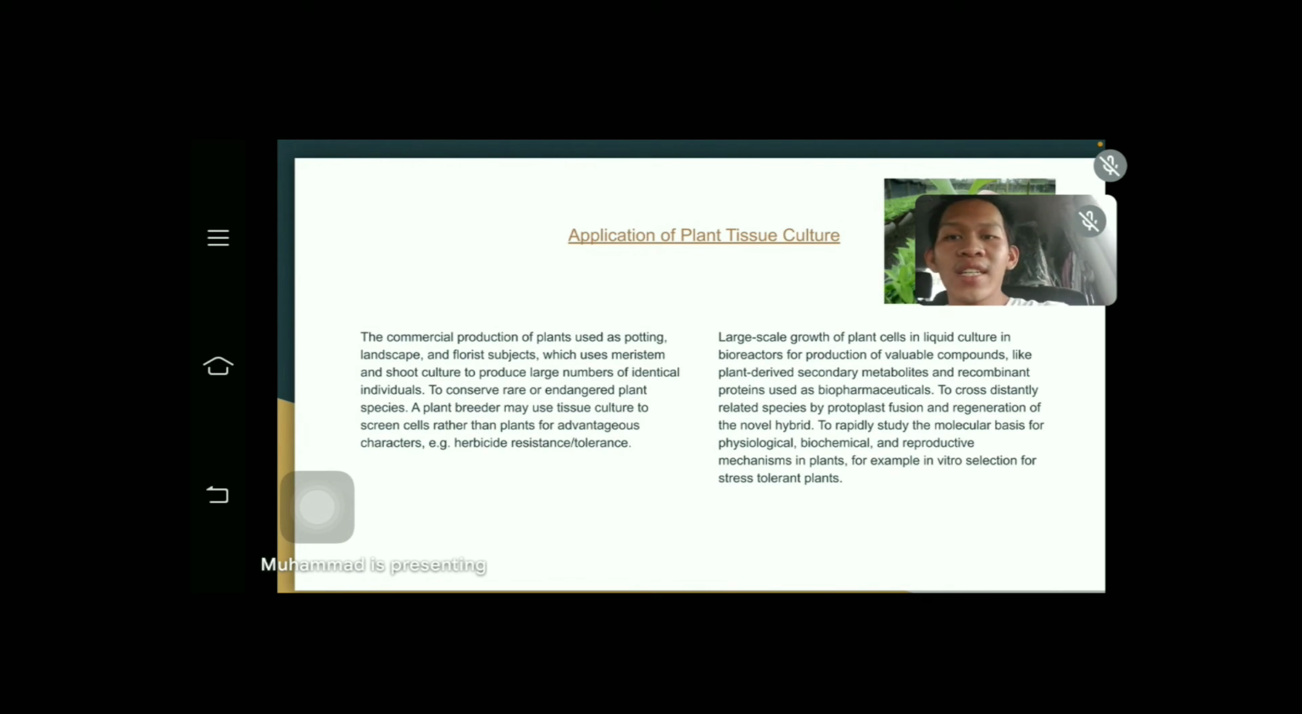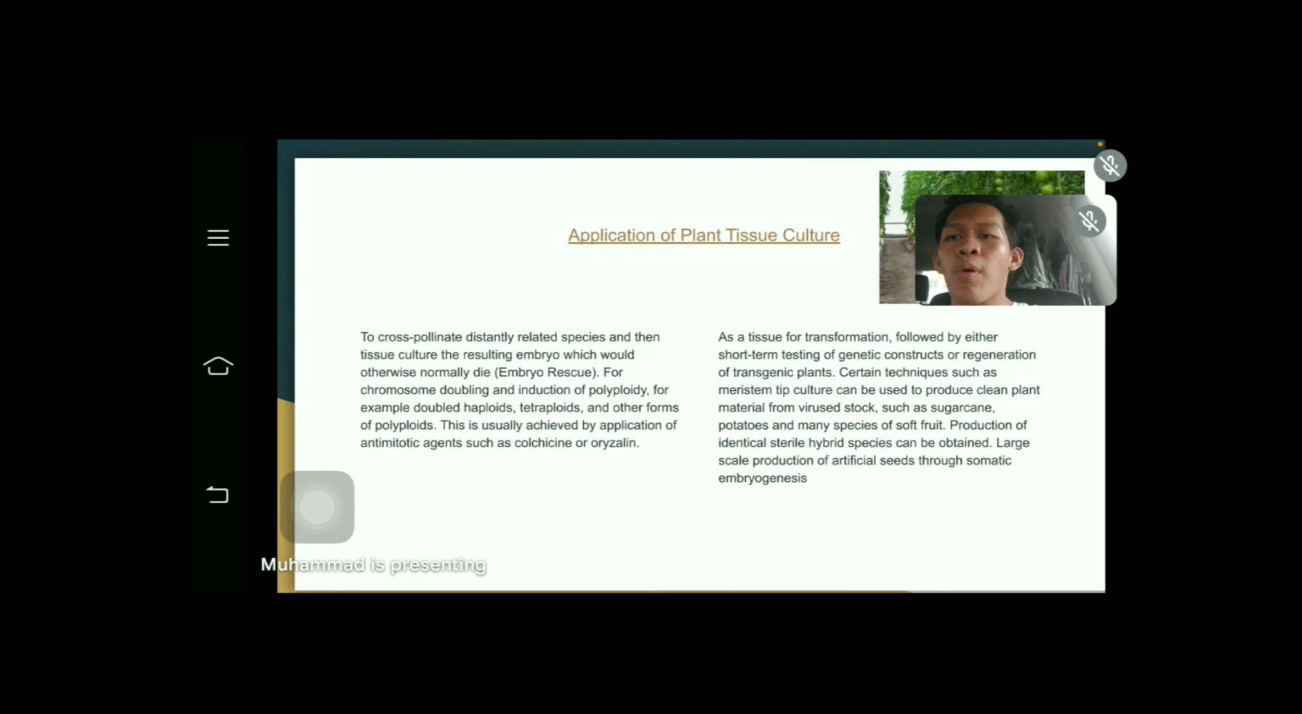It is used to cross distantly related species by protoplast fusion and regeneration of the novel hybrid, and to study the molecular basis for physiological, biological, and reproductive mechanisms in plants. For example, in vitro selection for stress tolerant plants.